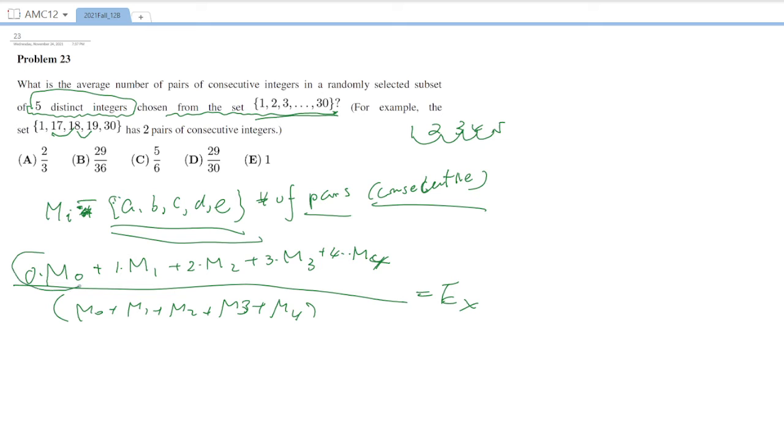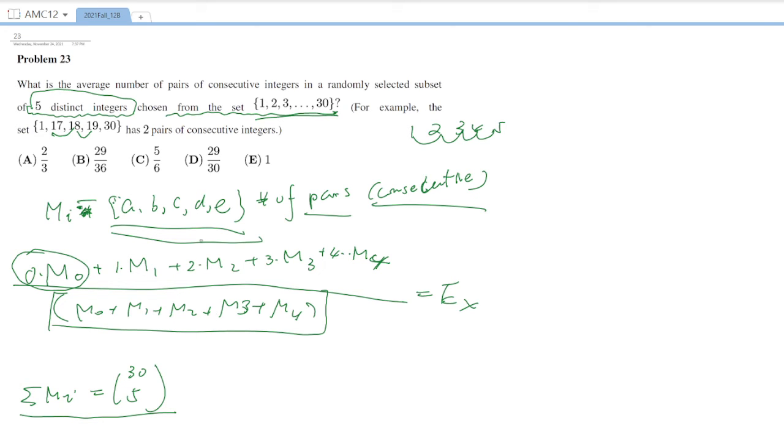Let's see how we can count it. Do we need to count m0? We don't, because m0 is multiplied by 0. So we only need to count the numerator. The denominator is simple, because the sum of mi is all the ways to select a 5-element subset from 30, so it's 30 choose 5.